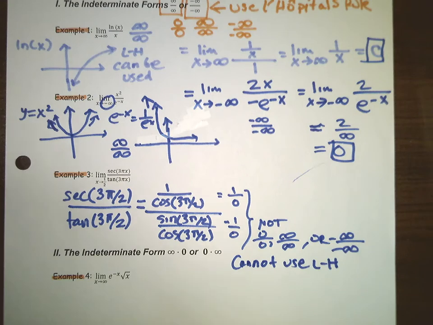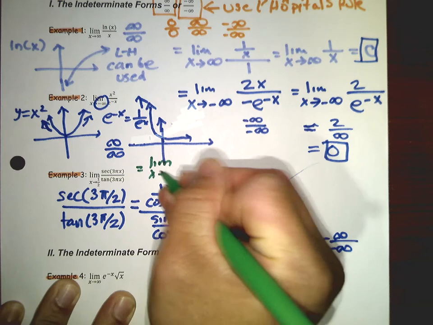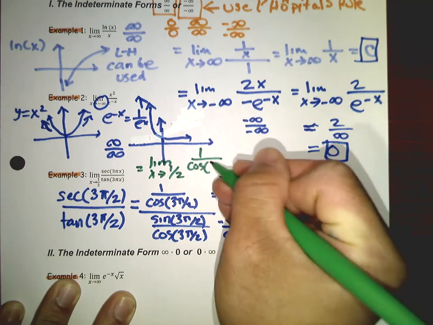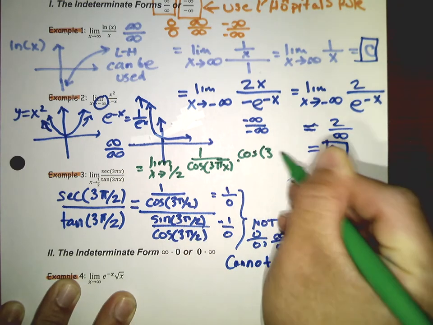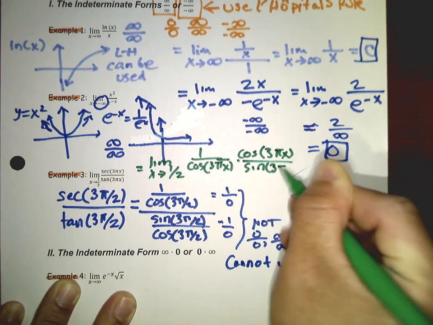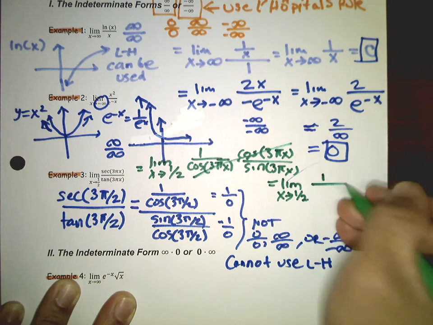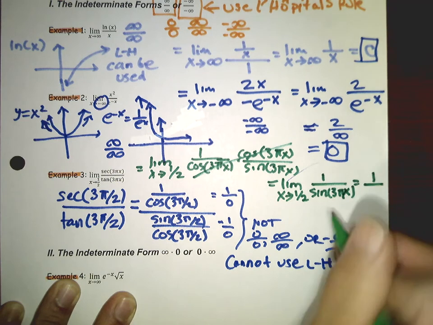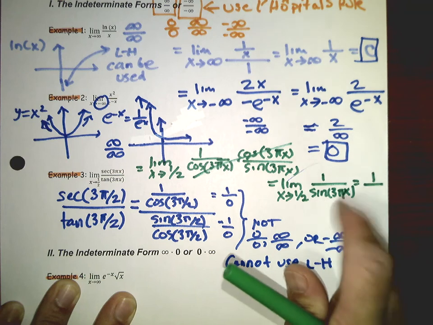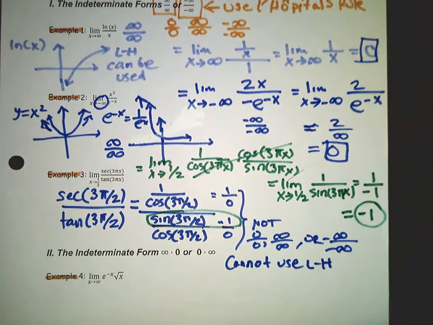All right, so what are you going to do here? Well, you're going to do almost exactly what I just did, but not substitute in the x. So it's going to be the limit as x approaches 1/2 of 1 over the cosine of 3 pi x, and then I'm going to multiply by the reciprocal, so cosine of 3 pi x over sine of 3 pi x. So those divide out, so I have the limit as x approaches a half of 1 over sine of 3 pi x. The sine of 3 pi over 2 we just said was negative 1, so 1 over negative 1, which means that this limit is equal to negative 1.